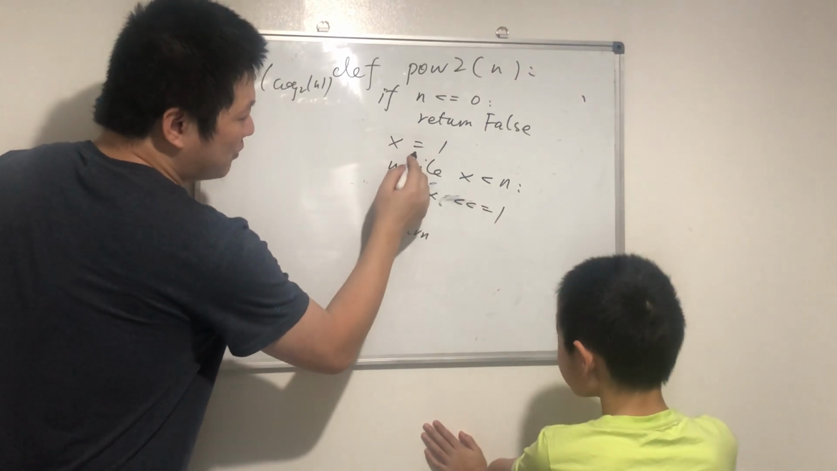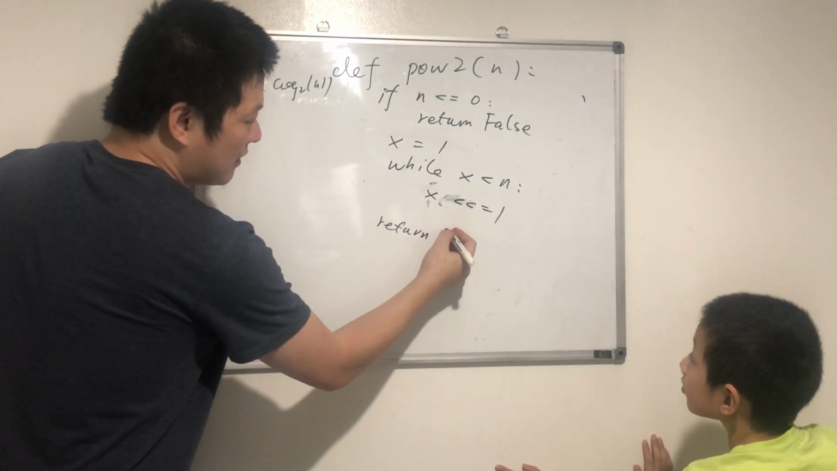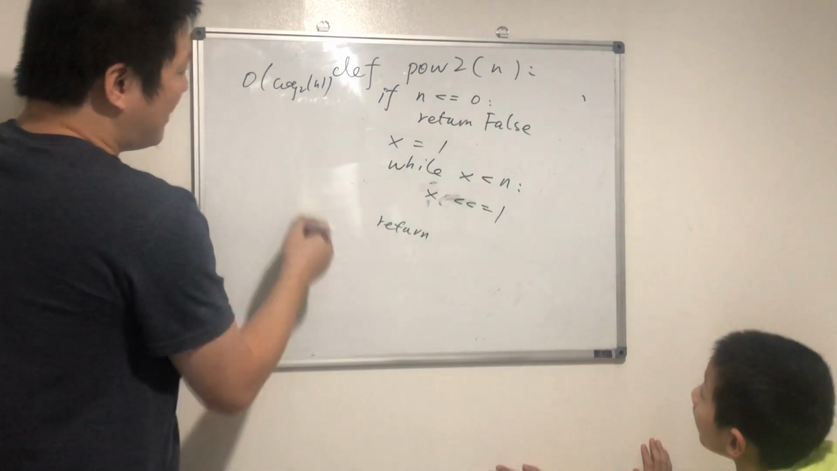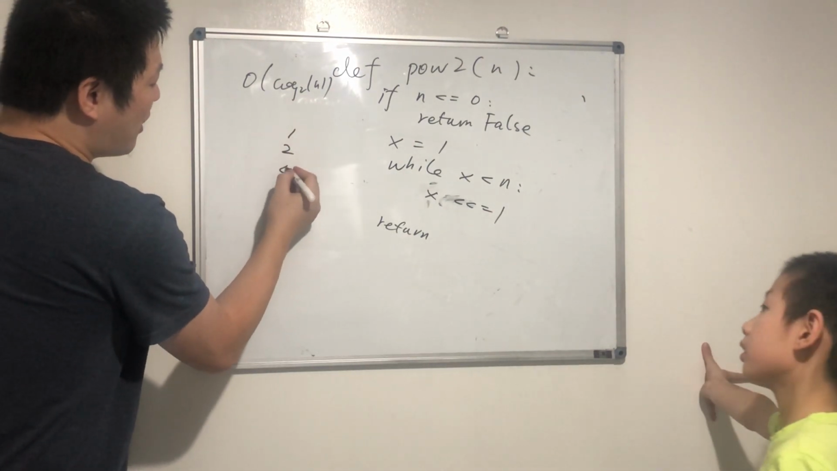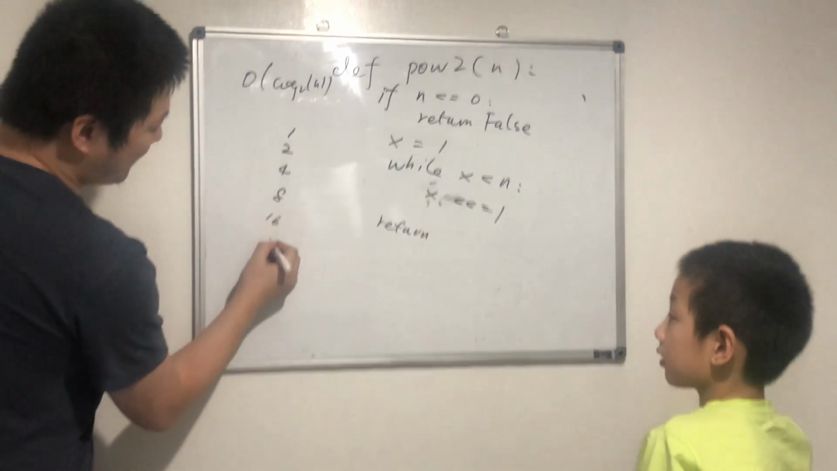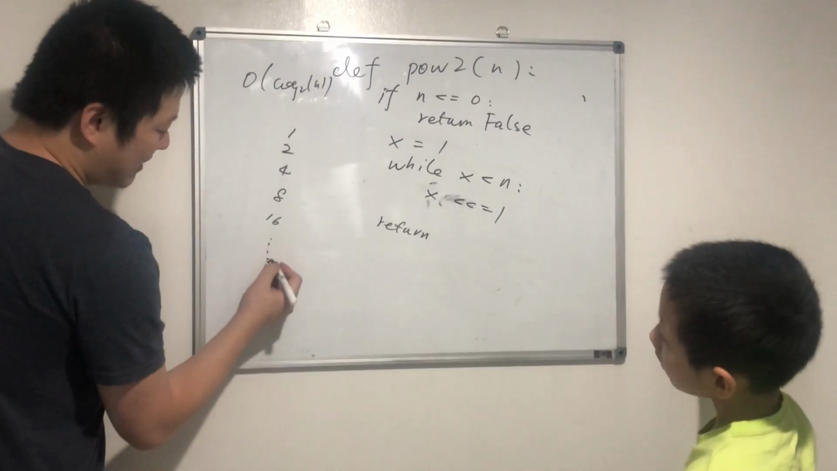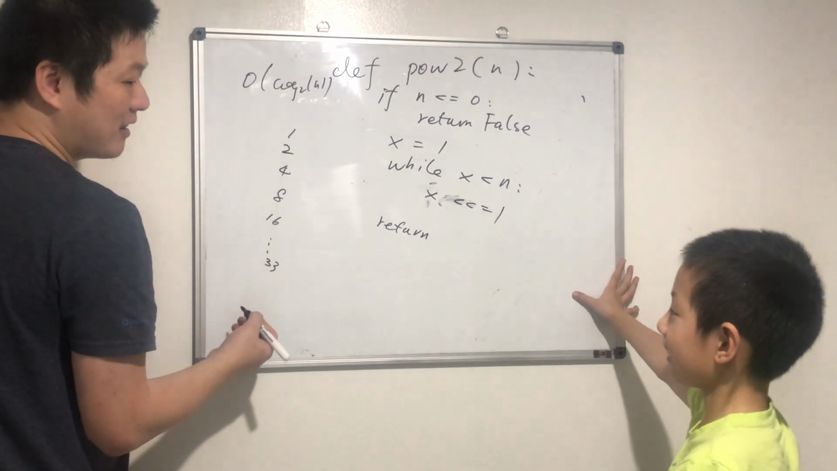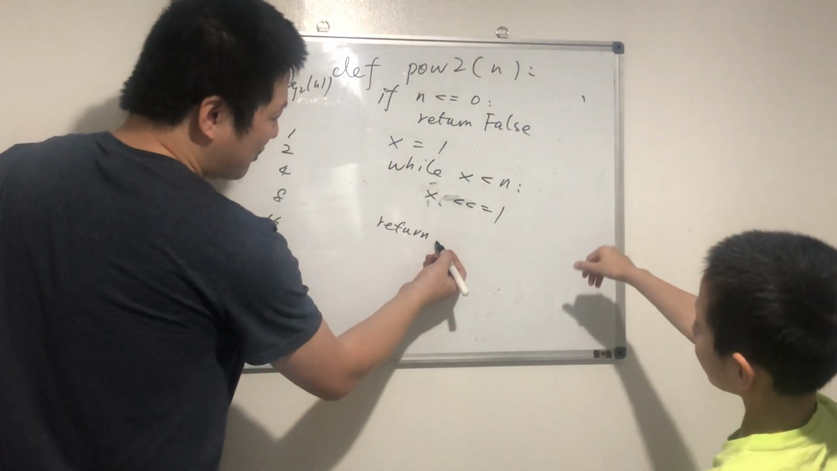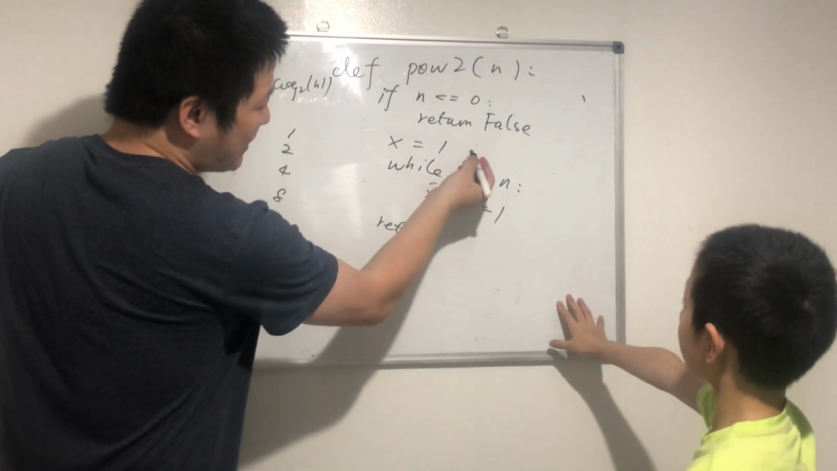No, times 2. Pretend n equals 1. x equals 1, 2, 4, 8, 16, until you reach n. For example, if I give you 33, then 32. It can't be 36. Yeah, so what's here? Remember, it's the same as yesterday.